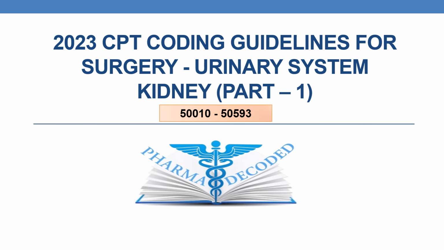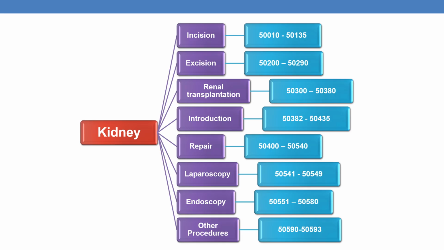Hello everyone, now let us discuss the 2023 CPT coding guidelines for surgery, urinary system, part 1. In the current session, we will be discussing the CPTs in the range 50010 to 50593. So first of all, coming to kidney. Kidney is again categorized into various topics. They are incision, excision, renal transplantation, introduction, repair, laparoscopy, endoscopy, and finally other procedures.